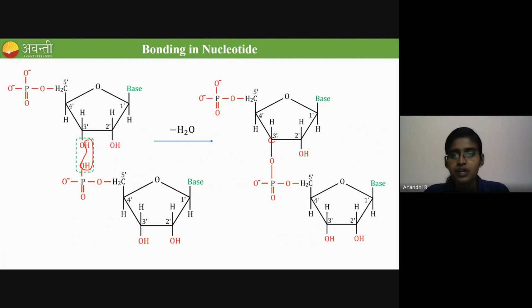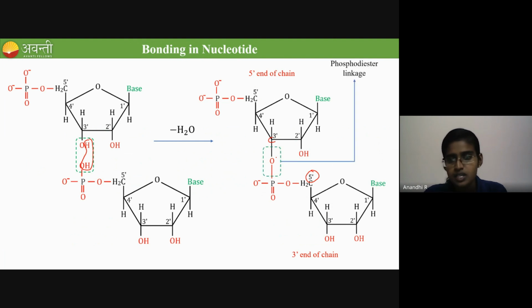Okay. So the 5' end only contains this phosphate group, no? That's why it is called the 5' end of the chain, and the 3' end of the chain forms a linkage called a phosphodiester linkage. It's called a phosphodiester linkage. Sandeep, is this clear now? Phosphodiester linkage is clear to you, right? It is existing in nucleotides. Clear?